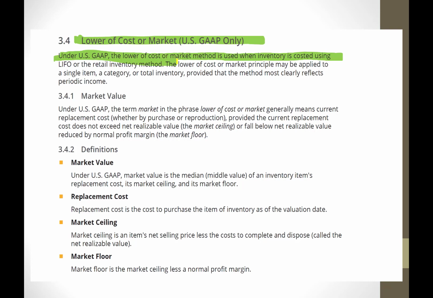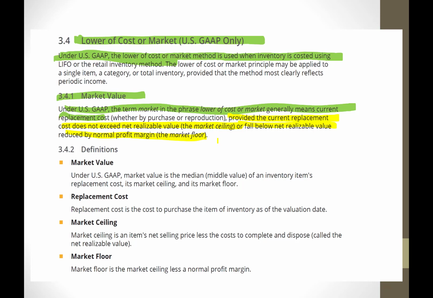Okay, so you come down and we start to talk about this term market value. And when we talk about market value in the lower of cost or market, it means replacement cost. But we have some limitations on to what extent we can use this. They tell us that we can use current replacement cost as our market value unless the current replacement cost is above a ceiling or below a floor. If it's above the ceiling, you should use the ceiling. If it's below the floor, you should use the floor.